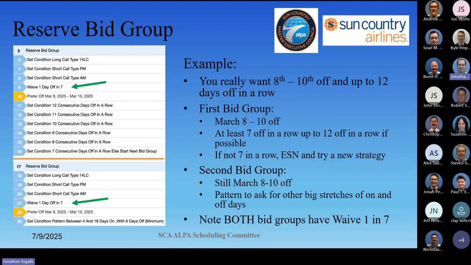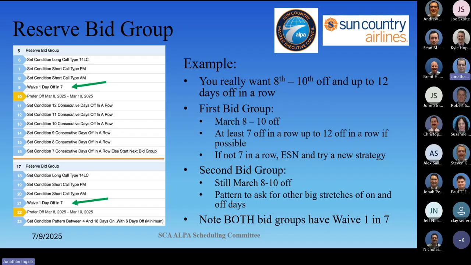So let's think of a couple of ways where you could play with that feature. You really want the 8th to 10th off, and you'd really like as many days off in a row as you can get. So in your first bid group here, starting on line 5 for reserve, you're like, hey, I really want March 8 to 10th off. I want at least 7 days off in a row, but I'd really like 12 days off in a row if I can. If I can't get 7 days off in a row, though, I'm going to start the next bid group, go on to a next strategy.